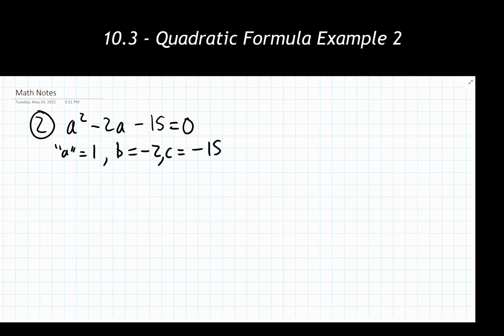And now I can plug these into my quadratic formula. The only difference from the original one is now instead of x, we're using a as the variable. Let me make that line a bit better. There we go. So now I'm going to have -b plus or minus the square root of b squared minus 4 times a times c.